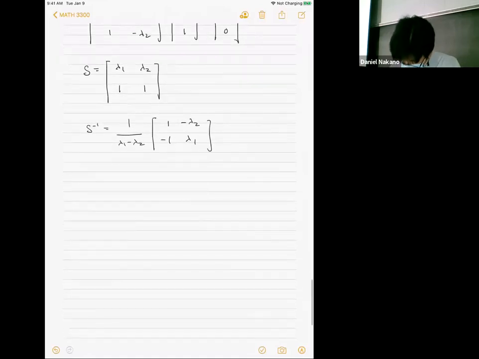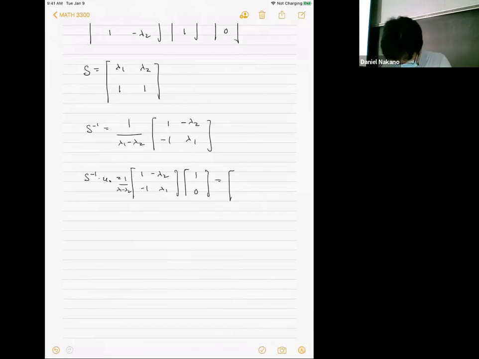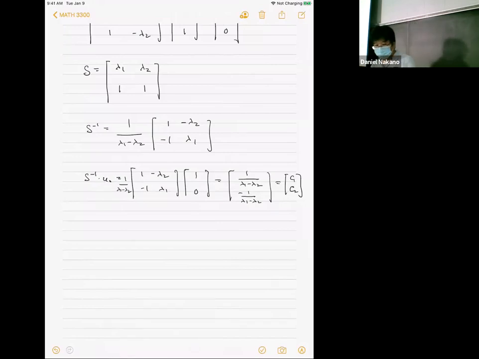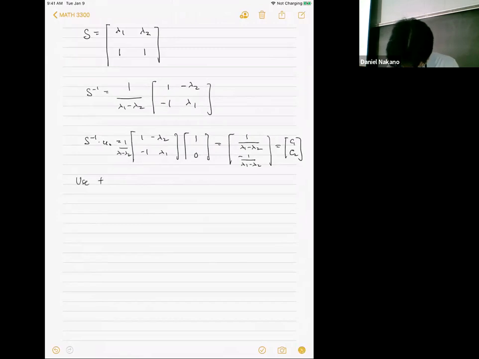And now what we do is we just multiply S inverse times U0. That's just 1, minus 1, minus 2, lambda 1. U0 is just 1, 0, right? So that's not so bad. So what do we get here? Oops, I'm missing a 1 over lambda 1 minus lambda 2. Okay, so I get 1 over lambda 1 minus lambda 2 times 1, negative 1. And of course, this is going to be our C1 and C2. Okay, so far? And now we just put it all together. So now use the formula.